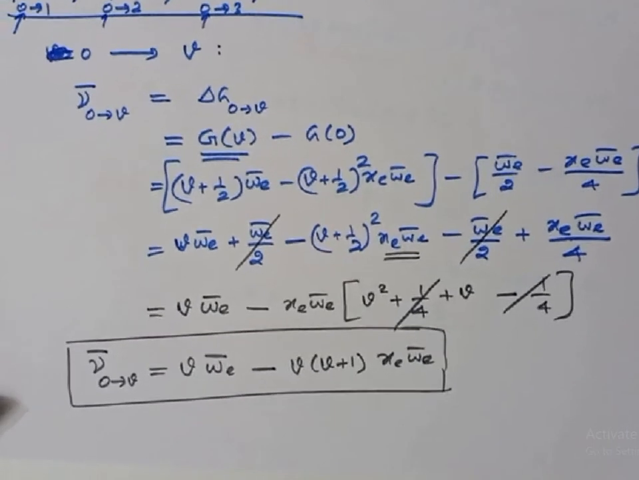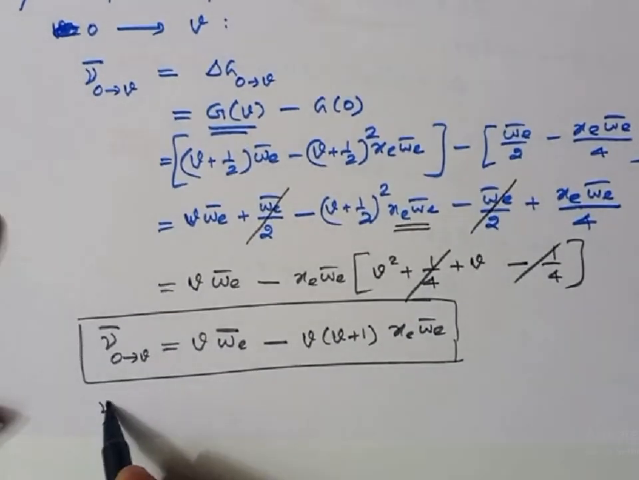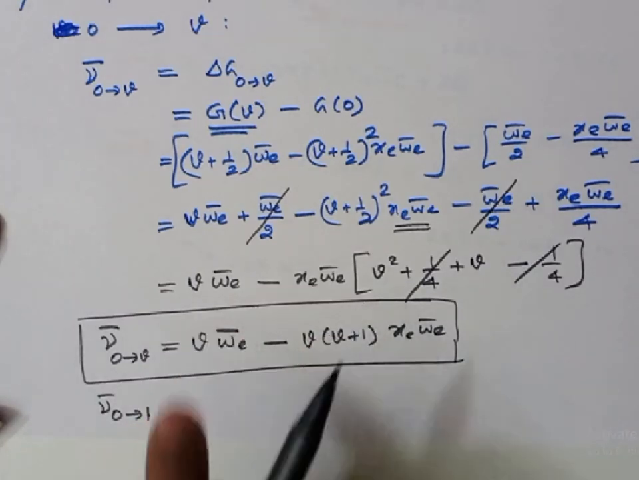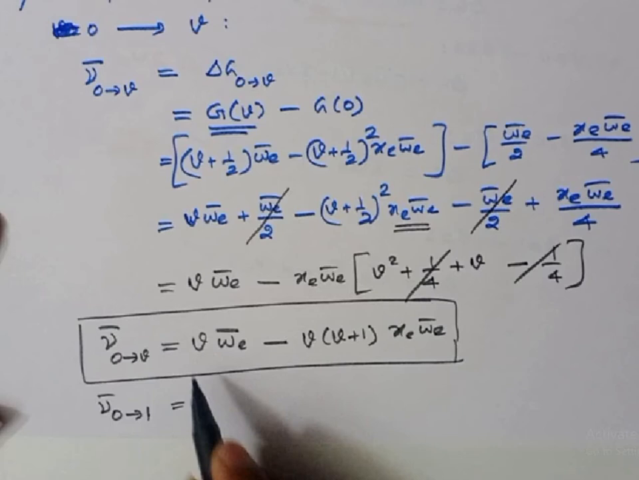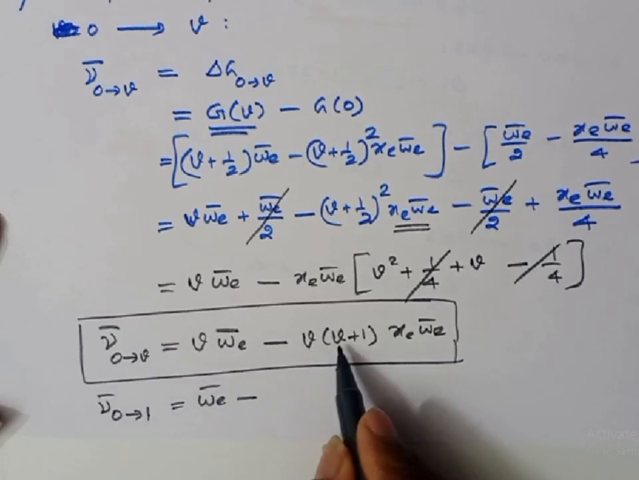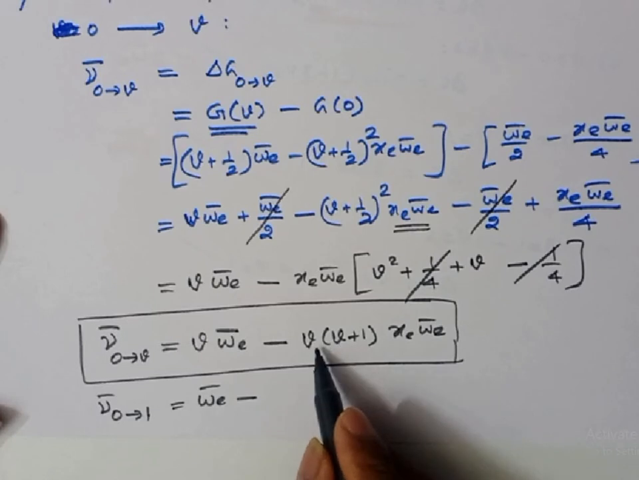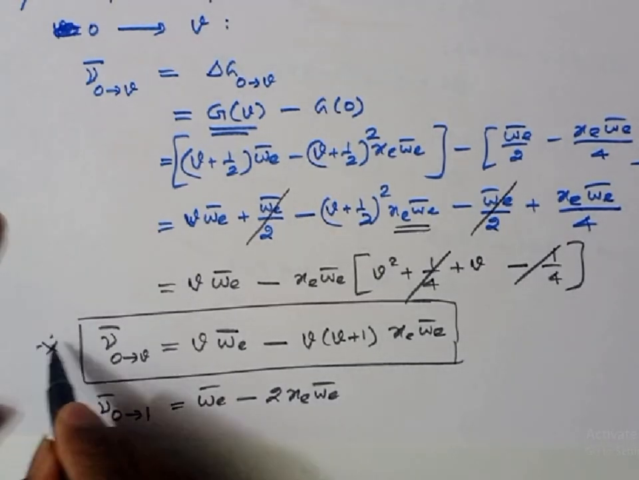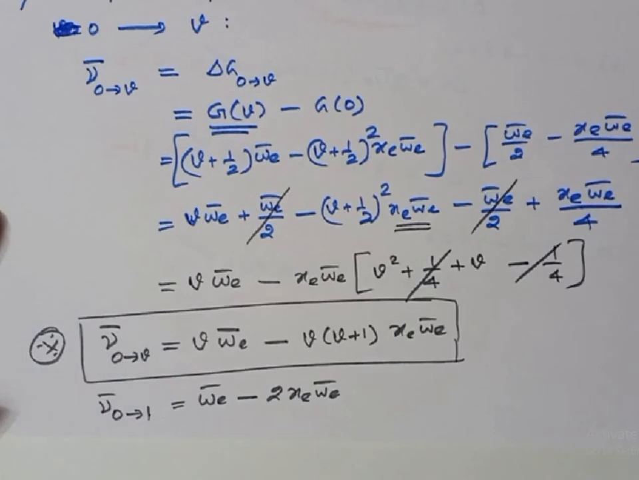Okay, now what is the frequency for fundamental transition? If you want the frequency for fundamental transition, wherever V is there, you put V equal to 1 here. So if you put V equal to 1 here, I'll get omega E bar minus, put 1 here and 1 also here. So 1 plus 1 is 2, so 2 into 1 is 2, you'll get 2 into Xe into omega E bar. Okay, and remember this general expression, which is very, very important.